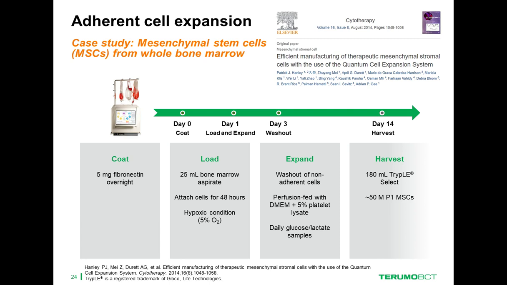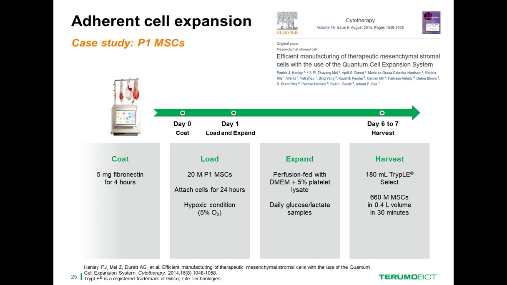At this last step, 180 mL of TrypLE Select was hooked up onto the system. The Quantum automates the harvest protocol, and 15 million MSCs were harvested in 13 minutes. The passage 1 MSCs were then subcultured to obtain clinically relevant numbers.